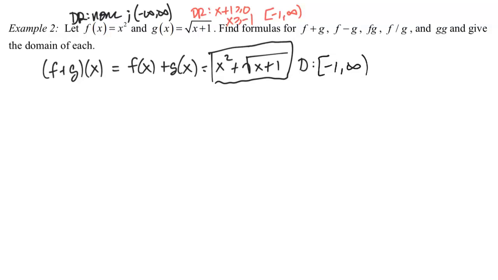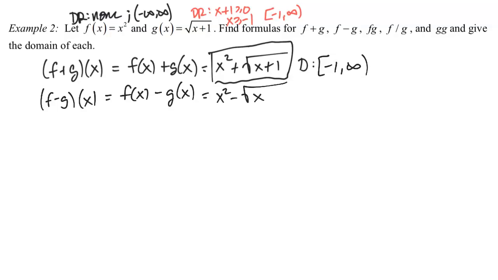Okay, f minus g looks very similar. So f minus g of x, we know from example 1, is just equal to f of x minus g of x. And so this is going to end up being x squared minus the square root of x plus 1. And by the way, you don't have to do any simplifying to that. That should just be left alone the way that it is. And so this is going to be done for part 2. We could call this part 1 and part 2.